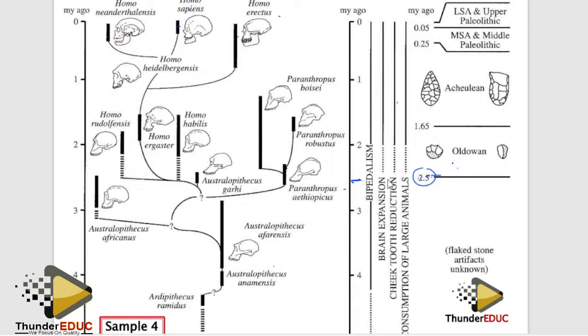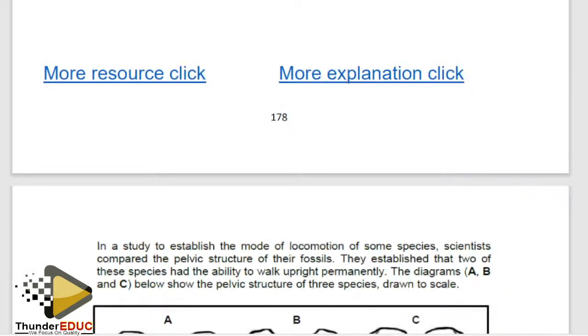So which species first used tools? I have to draw a line and then I find out which species first used tools. So here it is showing you Paranthropus ethiopicus and also Australopithecus afarensis, africanus, something like that, based on the diagram. You understand? Yes, but if there is no diagram, then it is Homo habilis, the handyman.